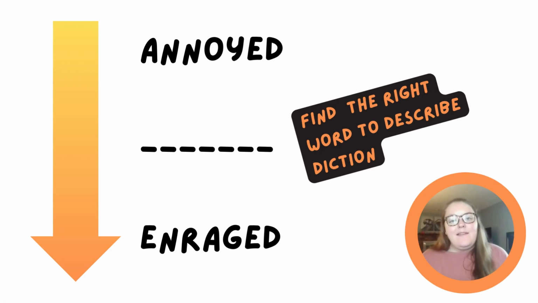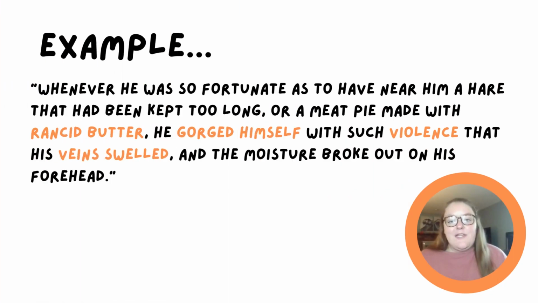So when it comes to analyzing tone or diction, it really comes down to having the right word to describe the passage. So let's practice using a similar diagram to the last slide. At the top, I have annoyed, and at the bottom, I have enraged. Consider this. You're reading a passage, and you're trying to identify the exact right word to describe the diction. But annoyed isn't strong enough, and enraged is too exaggerated. What word would be the best to fit in the middle? In your notes, fill in the blank and describe why that word would be a good fit right between annoyed and enraged.